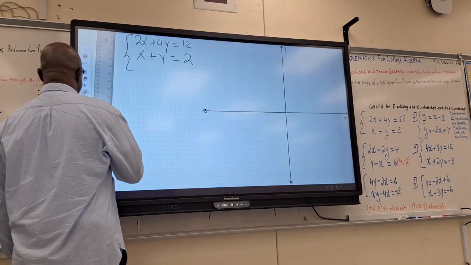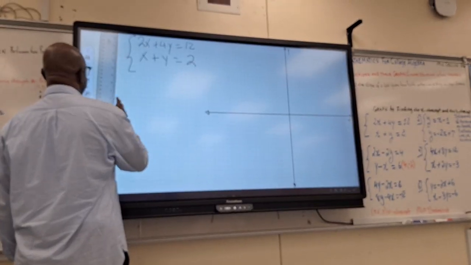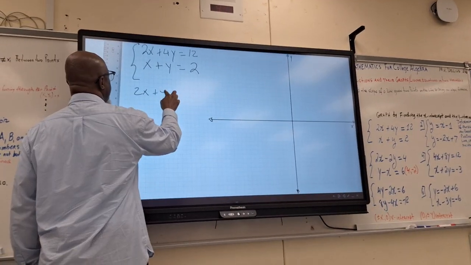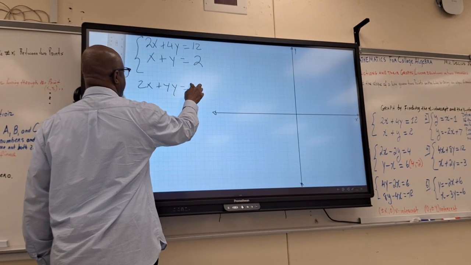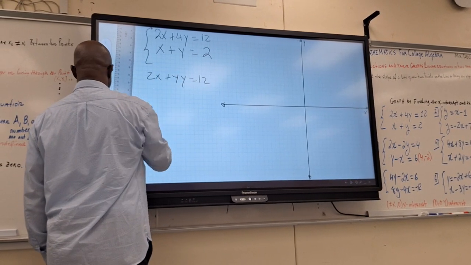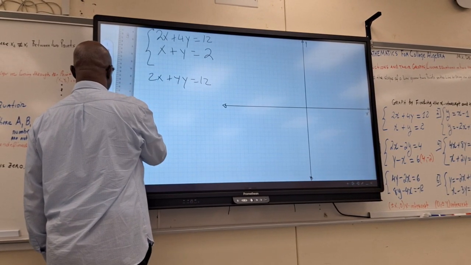Solve for y in the first equation, either x or y, it makes no difference. So we have 2x plus 4y is equal to 12. We need to find the x-intercept. Let's isolate x. How will you solve for x?